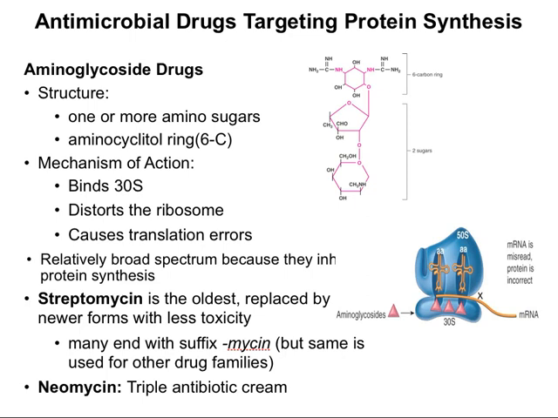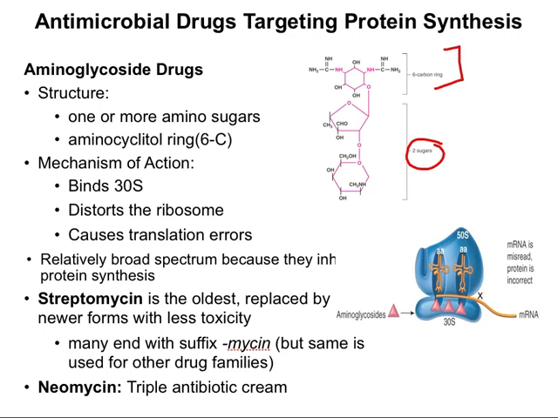Again, remember that mitochondria do contain prokaryotic ribosomes, so there can be some effects on the mitochondria. We'll begin by looking at the aminoglycoside drugs. Their structure is of one or more amino sugars plus an aminocyclitol ring, which is a 6-carbon ring. Here we have the 6-carbon ring and then the 2 sugars. Again, there could be one or more amino sugars.